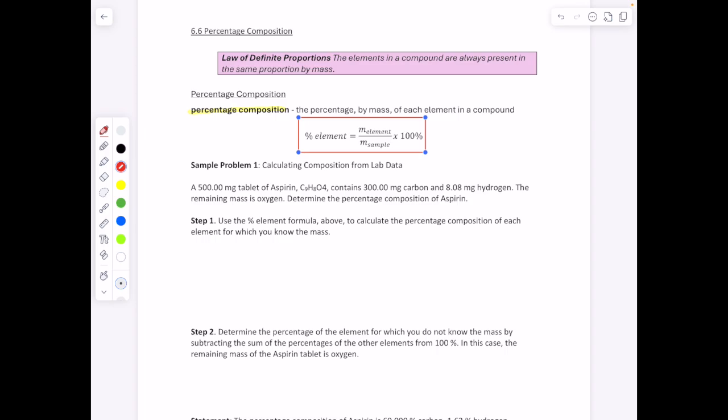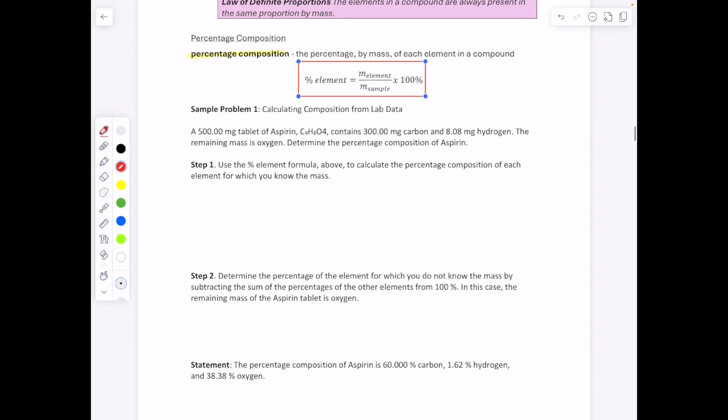Calculating composition from lab data. A 500 milligram tablet of aspirin, C9H8O4, contains 300 milligrams of carbon and 8.08 milligrams of hydrogen. The remaining mass is oxygen. Determine the percentage composition of aspirin.